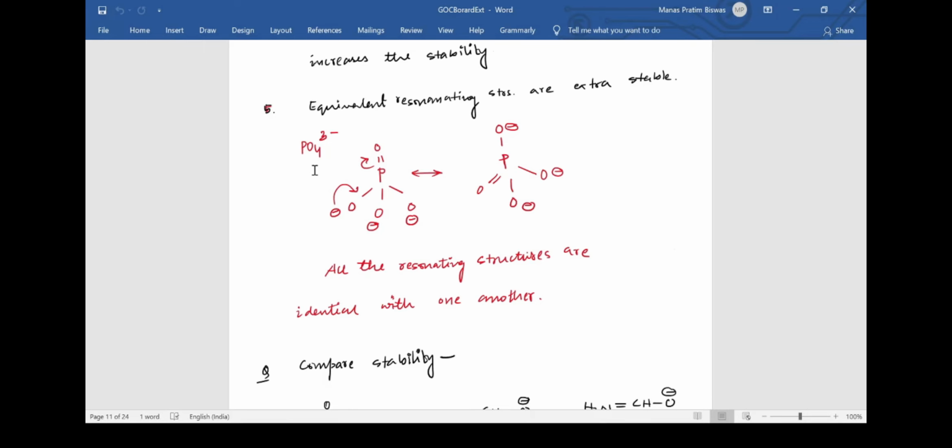And suppose any of these O minus starts resonating. If this O minus resonates and then this goes up, then we get this structure. But if you look closely, you can see that this structure and this structure are the same. That means that even after having the resonance, we are getting the same structure. In other words, they are equivalent. In this kind of case, the resonance is more stable. So whenever we find equivalent structures being formed due to resonance, then we can safely assume that those resonating structures are very much stable.